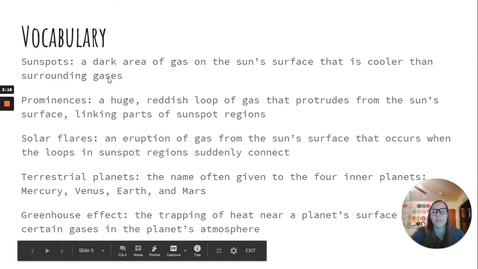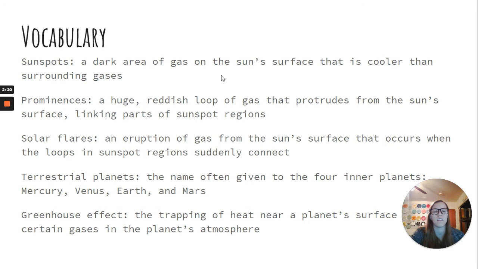Next, we have sunspots, which are a dark area of gas on the sun's surface that is cooler than surrounding gases. Prominences, a huge reddish loop of gas that protrudes from the sun's surface, linking parts of sunspot regions. Solar flares are an eruption of gas from the sun's surface that occurs when the loops in sunspot regions suddenly connect.